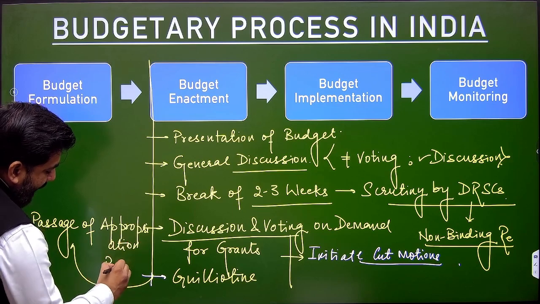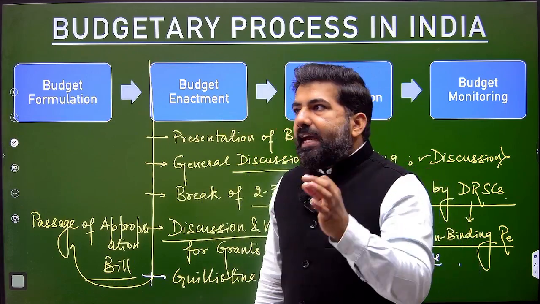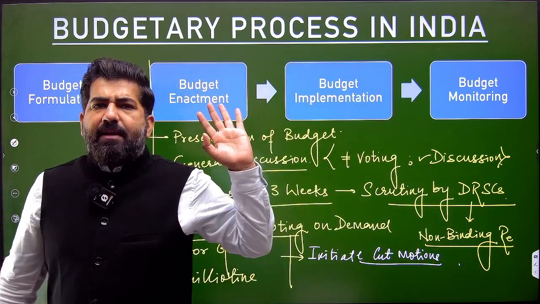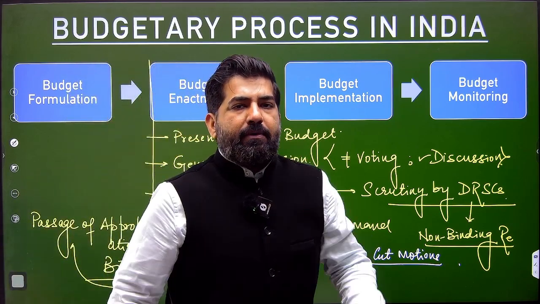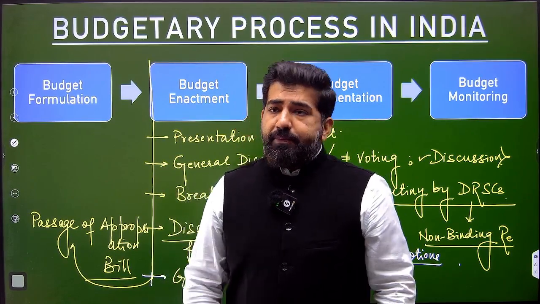Only to comply with Article 114. That is why. Because clearly it says Article 114, no money shall be withdrawn from the CFI except under appropriation made by law. Clear? I hope you got it.